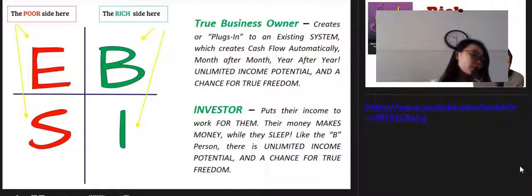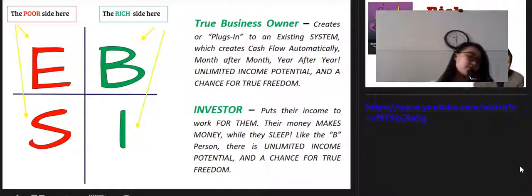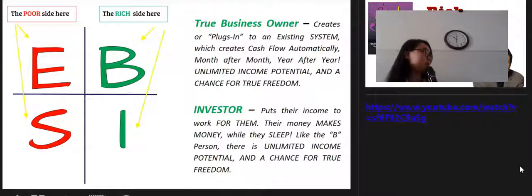So the harder you work, the more money you make, the more money you need to give the government. In 1986, the government changed the law and basically took away the benefits from the self-employed people, which is the S quadrant. Today in America, the S quadrant people need to pay lots of tax.